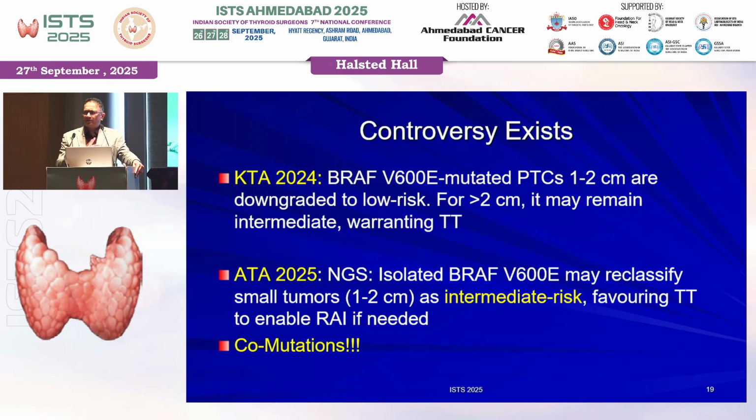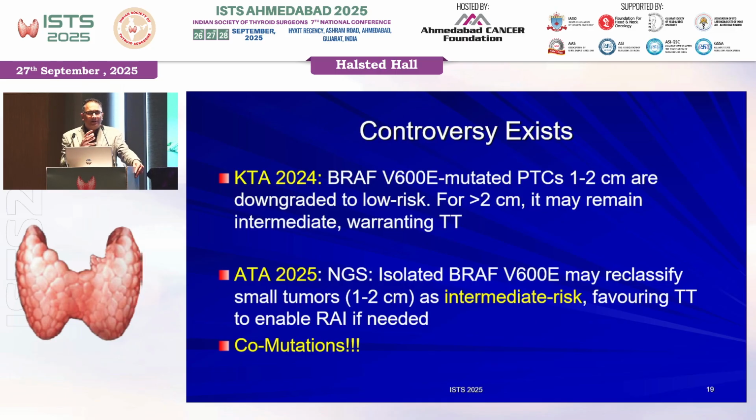Again, the controversy arises, again, the two guidelines. The Korean guidelines that came last year suggested that BRAF V600E mutated PTCs 1 to 2 centimeters was actually downgraded to low risk in the guideline. And they suggested that you could possibly do a hemithyroidectomy in those patients. But in the ATA 2025 guidelines, they actually place it as an intermediate risk, favoring total thyroidectomy in the group. So we don't really know where it stands.